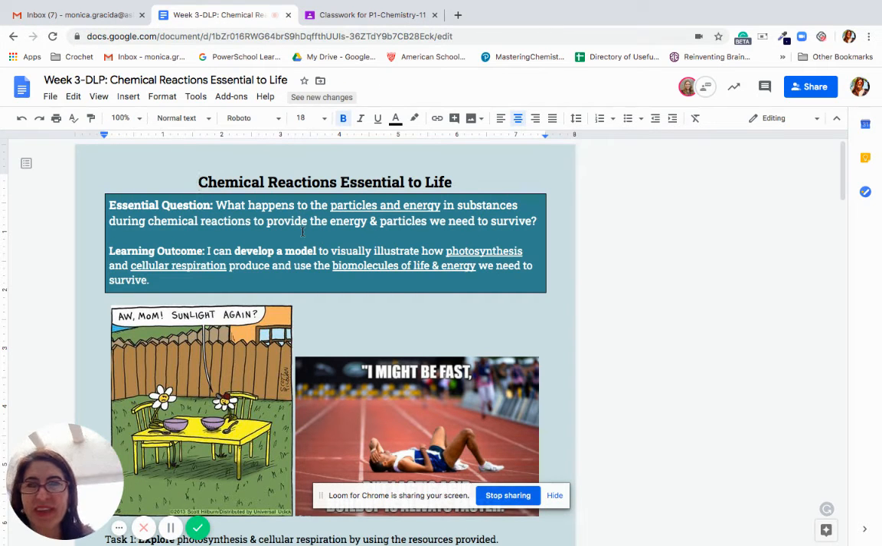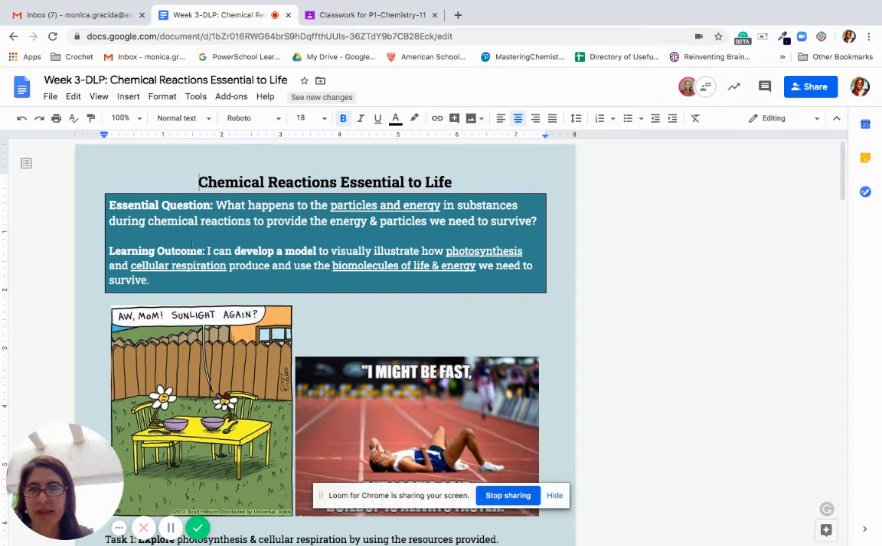Okay, the purpose of this week is to continue learning about the chemical reactions essential to life. This is a follow-up of last week where you cooked and showed us all the biomolecules that you find in the recipe you did at home. So this week, the essential question is, what happens to the particles and energy in substances during chemical reactions to provide the energy and particles we need to survive?